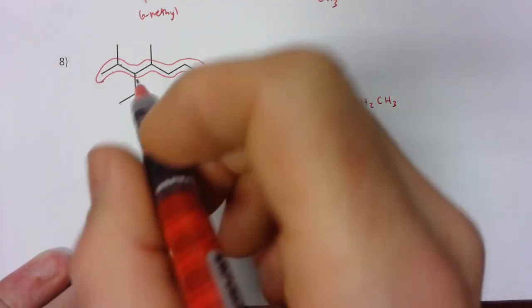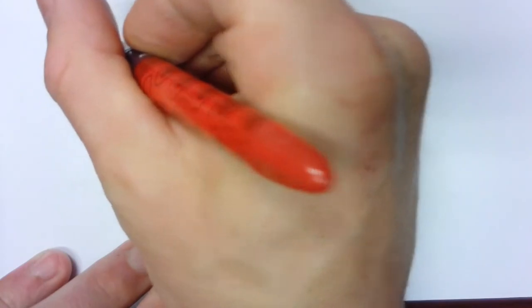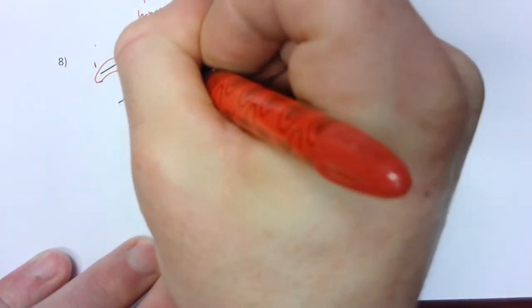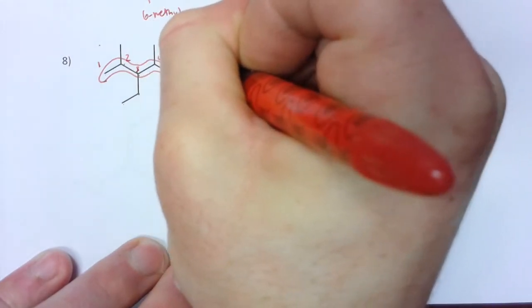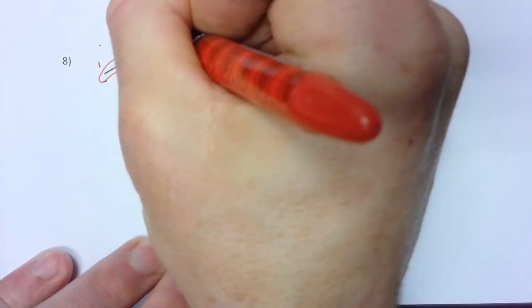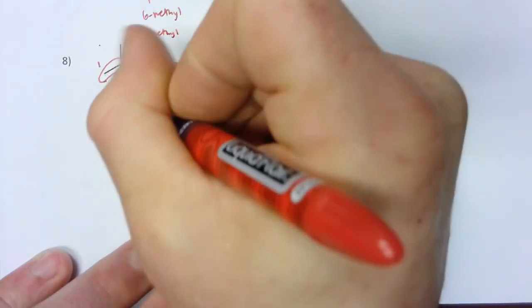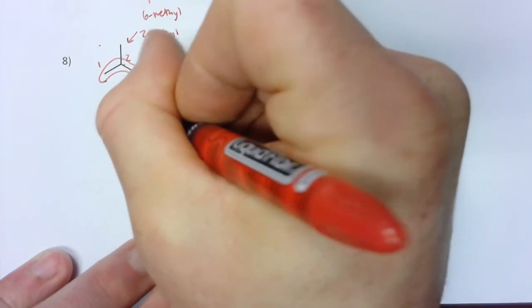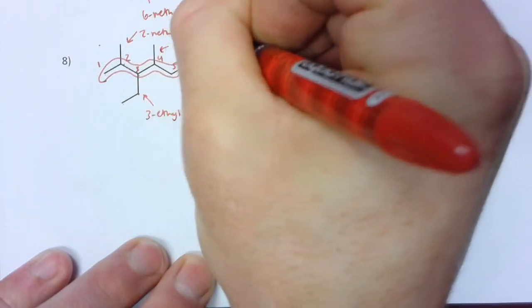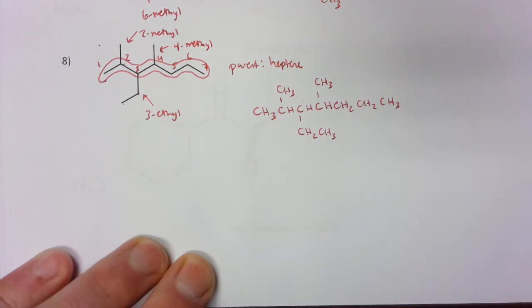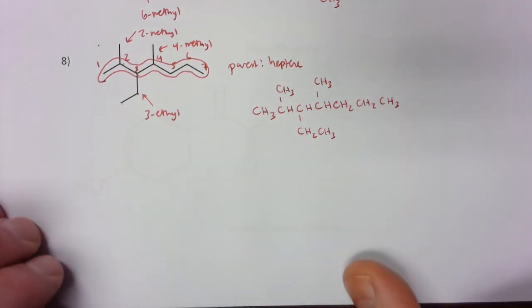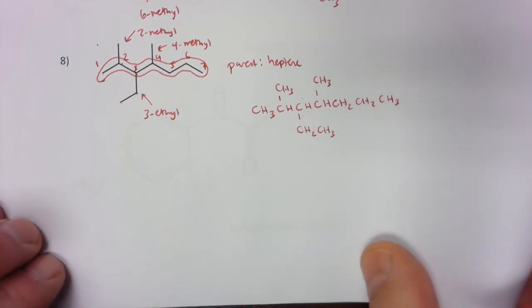Okay? And then we need to name our substituents. Well, first number 1, 2, 3, 4, 5, 6, 7. This is 2-methyl, 3-ethyl, and 4-methyl. All right. So I'm gonna cut off the video here and do part 2 with the remaining pages.